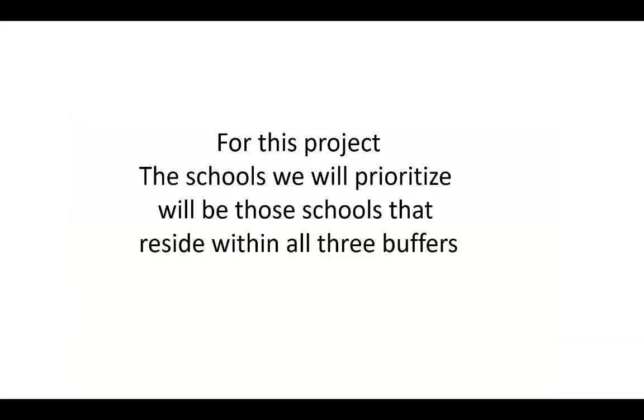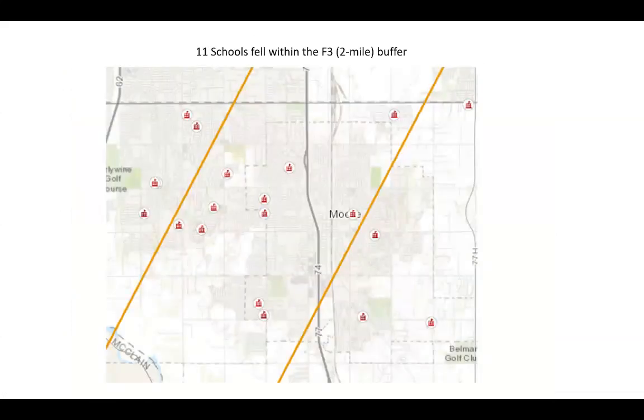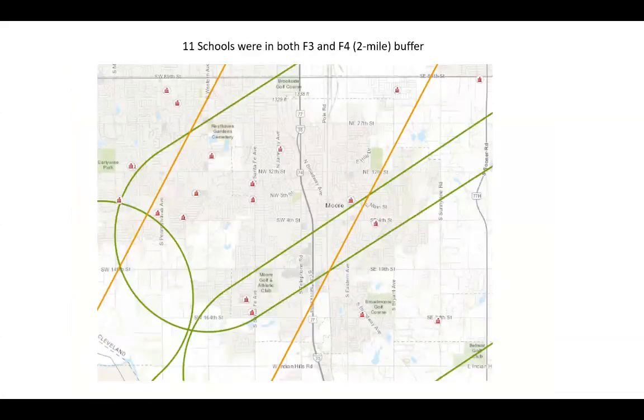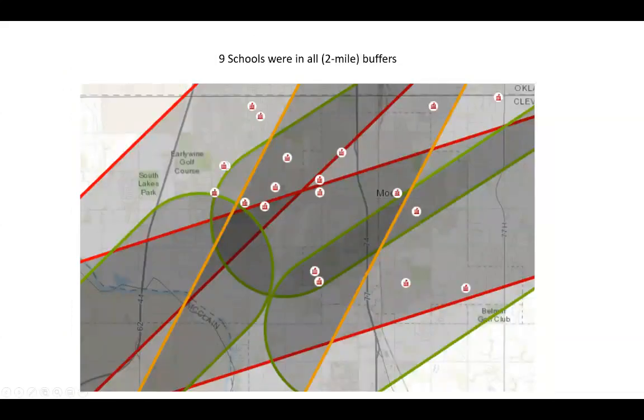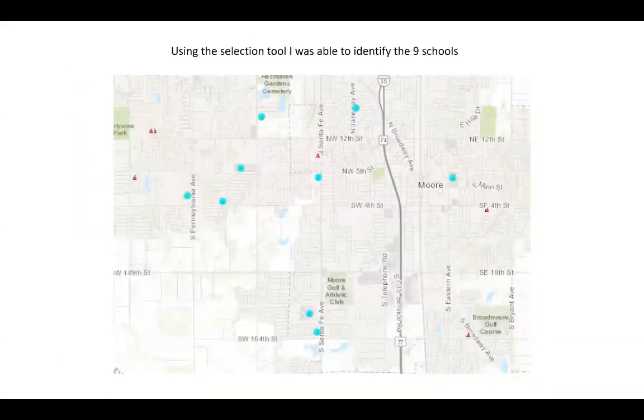Okay, and for this project, the schools we will prioritize will be those schools that reside within all 3 buffers. So I had 11 schools that fell within the F3 2-mile buffer. The same 11 schools were also in both the F3 and F4 2-mile buffer. And then when I threw in the F5 buffer, that reduced it down to 9 schools. Using the selection tool, I was able to identify the 9 schools.